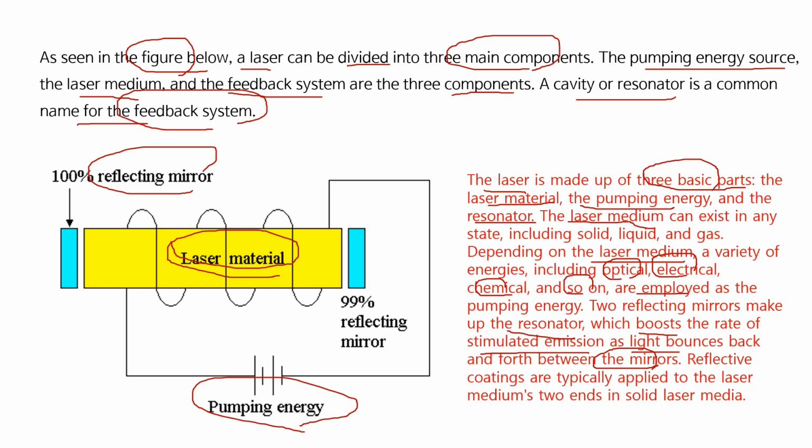Reflective coatings are typically applied to the two ends of the laser medium in a solid laser medium. So reflecting mirrors are coated on both ends of the solid laser medium.